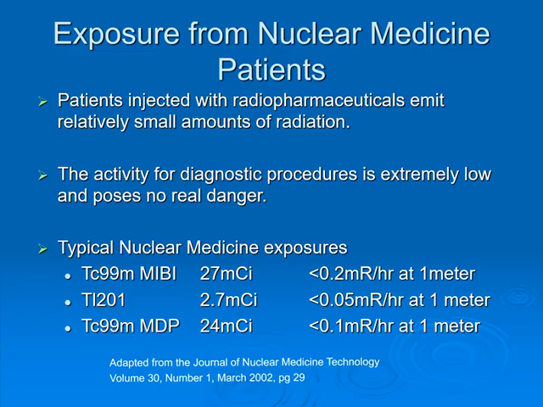patient. A thallium-201 perfusion scan is less than 0.05 mR per hour at 1 meter from the patient, and a typical bone scan using technetium-99m MDP is less than 0.1 mR per hour at 1 meter from the patient.